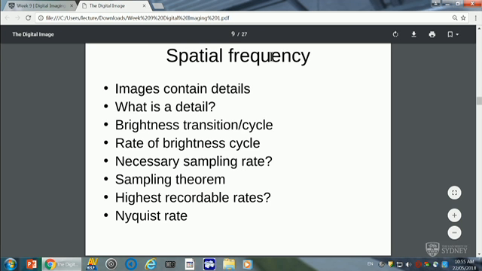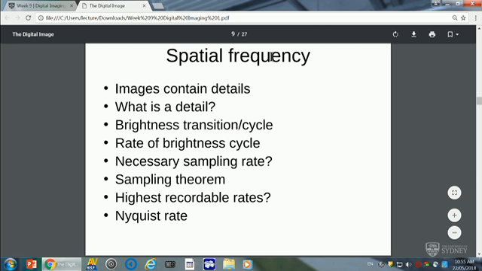Any questions on that? Let's just go through that again to make sure that you're clear. A detail is simply a transition. When it goes from black to white, or from grey to two different grey levels, you've got a detail. It's a brightness transition. What changes is the rate of transition. In one part of the image, you could get lots of changes. In another part of the image, the transition rate becomes much slower.